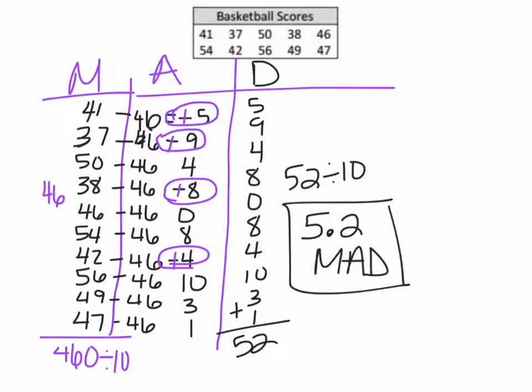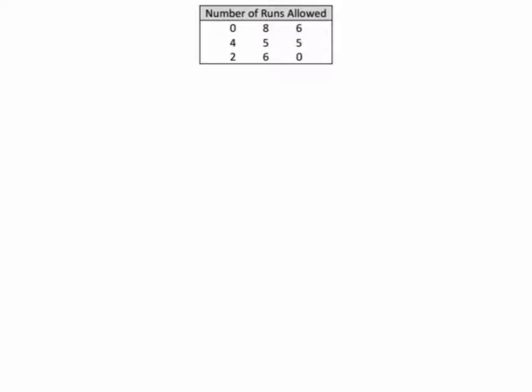Okay? So let's try a couple more. Again, if you're following along in the notes, example 2 says the number of runs allowed by a pitcher on the baseball team was recorded for his last 9 starts in a game. The results are shown in the table below. Find the mean absolute deviation of the data. Okay, so pitcher's throwing a game. These are the number of runs he allowed for the start of each game. All right, so we are going to find the mean absolute deviation.